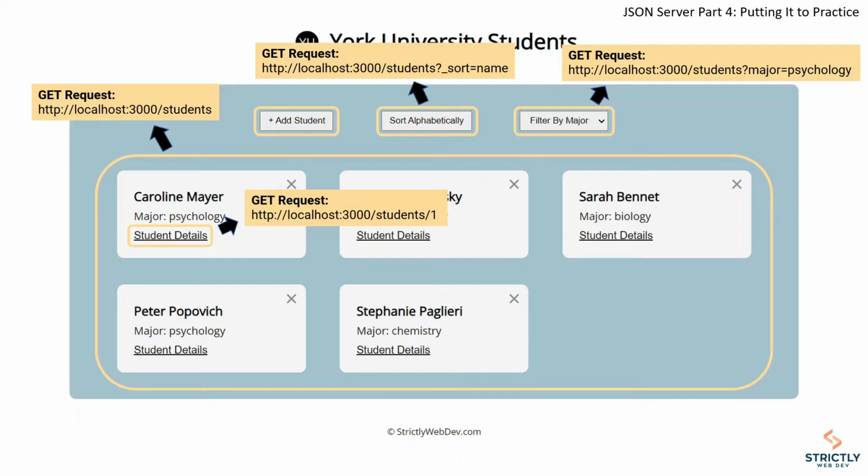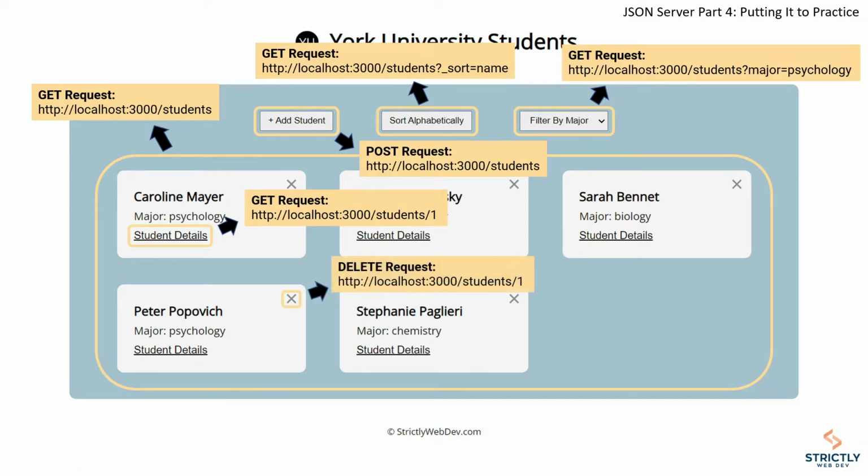All right, and then to add a student, this is going to be a different type of request. Can you remember what type that is? Well, it's going to be a POST request to /students. And finally, to delete a student, we're going to have to do a DELETE request to /students/ the ID of the student we want to delete. So this is the logic we're going to have to implement in our code. So let's start doing that next.